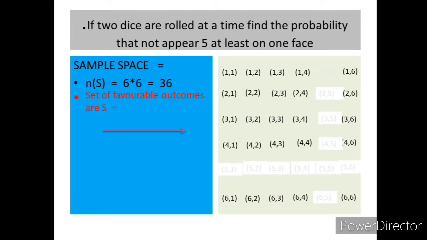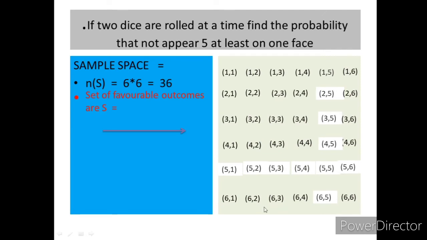You see, all these glowing outcomes have 5s. Remaining, you see here, can you find any 5 among these? Not at all. Here, can you find any 5? No. Here can you find 5? No. Here can you find 5? No. So all these contain 5 only. Therefore, you have to remove all those things.